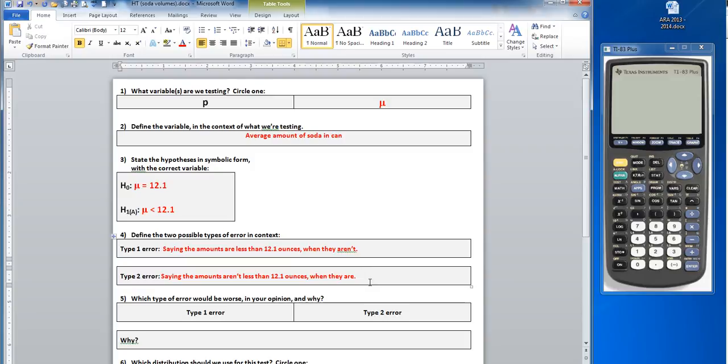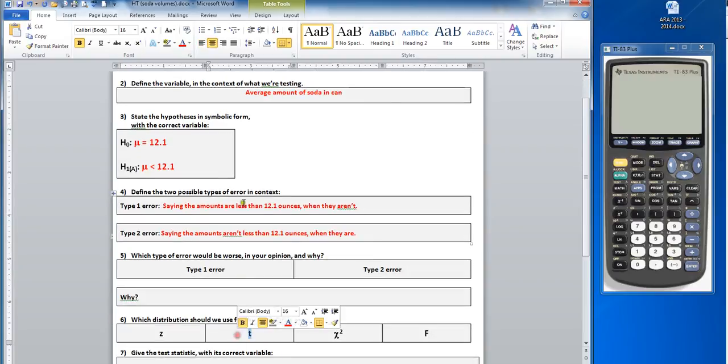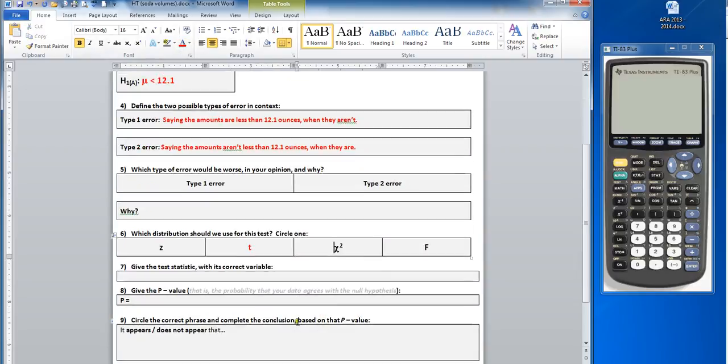Which one's worse in your opinion and why? Your call on that one. I would imagine that the false negative will be worse, because then you're potentially flooding the industry with underfilled soda cans, and in a country like America, very litigious, that might cause a lawsuit or two. So if you want to avoid a type 2 error, I would say lower confidence overall. That'll also lower beta, which is your type 2 error, and raise the power of the test. But that's just my opinion. Which distribution is most definitely a T distribution? Test statistic and p-value, let's get at that.